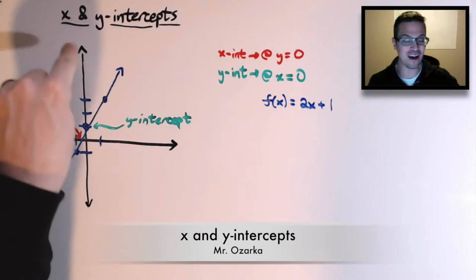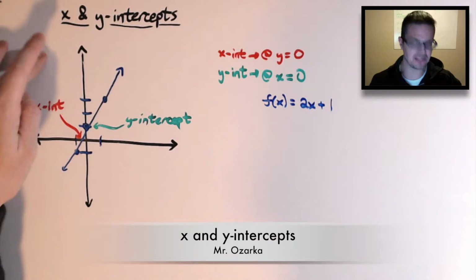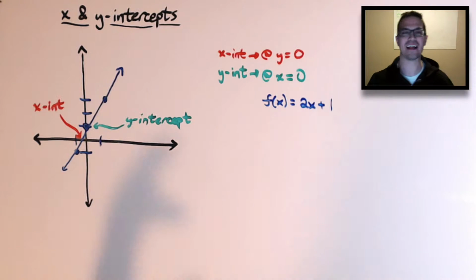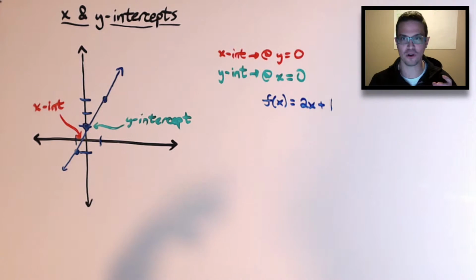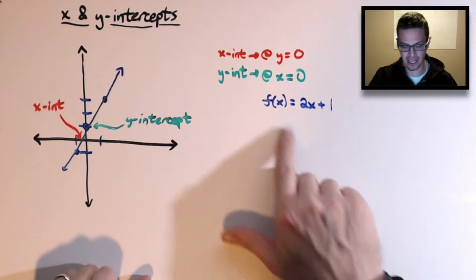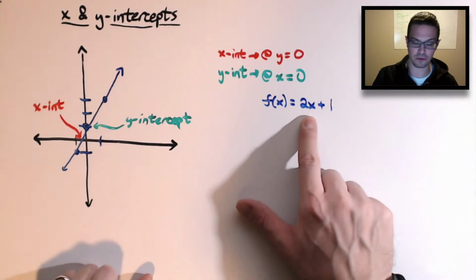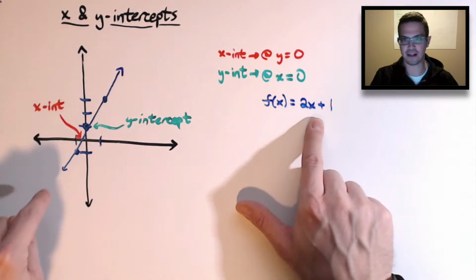Alright, so this is going to be a video on x and y intercepts. Basically, I'm going to be showing you what x and y intercepts are and how to find these x and y intercepts. So, first thing we have right here is an example, and it's basically this function right here, f of x is equal to 2x plus 1, and I graphed it out here, right here in blue.